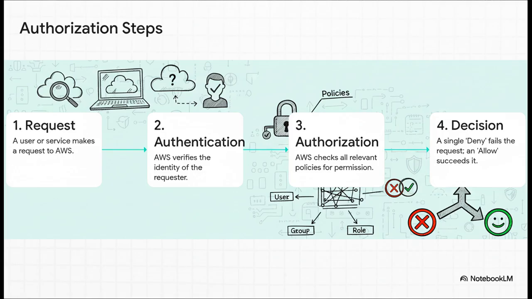Second, AWS checks your identity through authentication. Third, it does the authorization step. It looks at all the policies attached to you, to your groups, and to any roles you're using. And finally, it makes a decision. The logic is simple. If there is even one deny rule that applies, you're out. If not, and there's at least one allow rule, you're in.